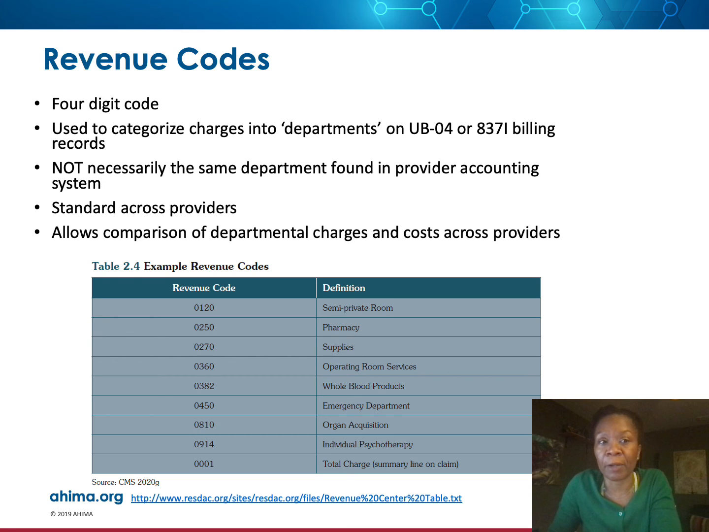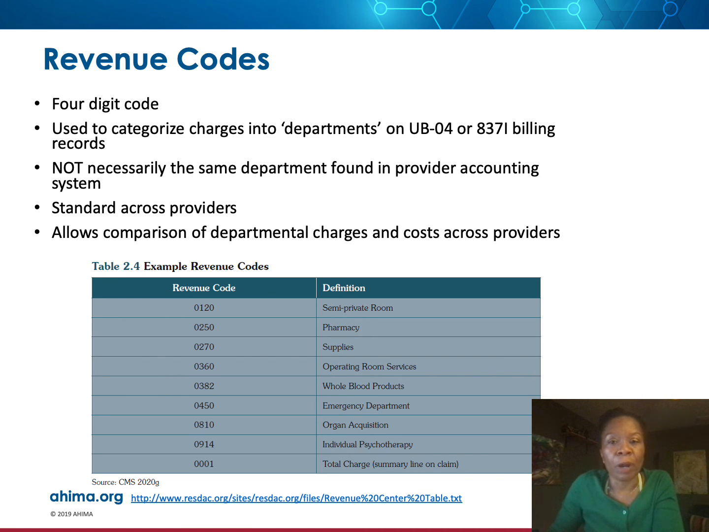They are not necessarily the same departments found in the provider's accounting system. The codes also track Medicare revenue centers for the Medicare cost reports, and categorize revenue by similar types of service such as radiology or lab. Each hospital provider has its own internal listing of departments used in its accounting system or in its general ledger.